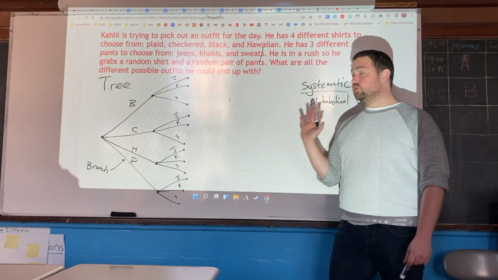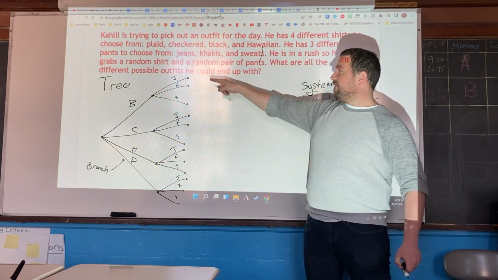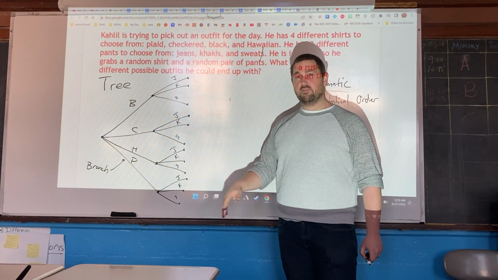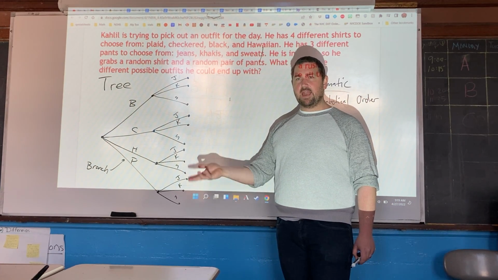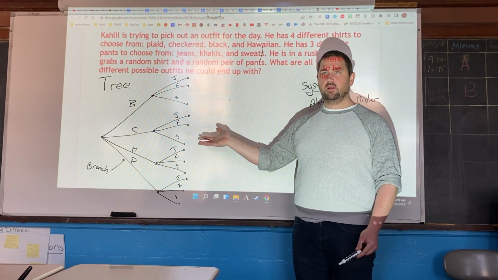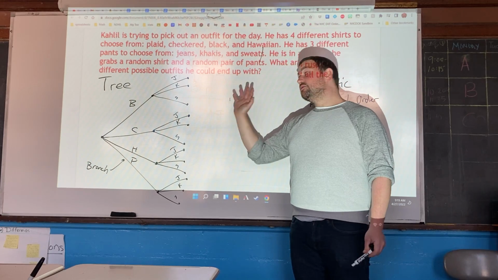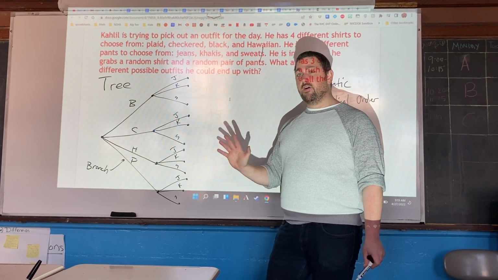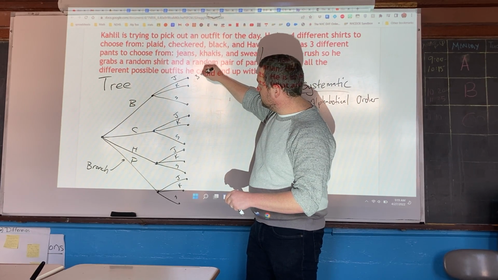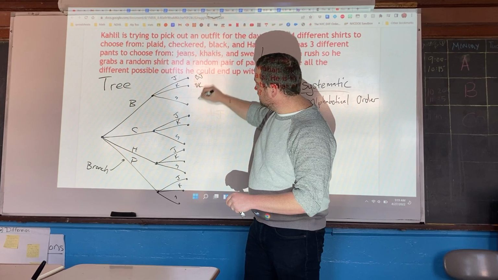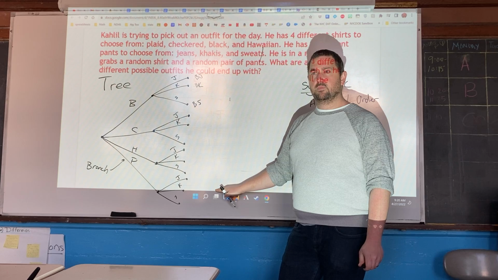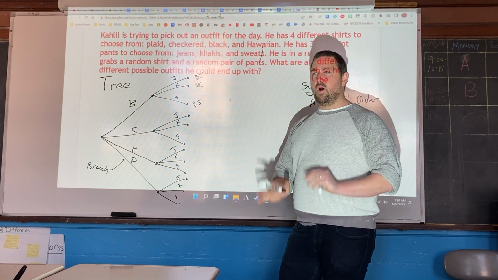And this is called a tree diagram. How many final little endpoints do we have? 12. Which is the exact same number that we had when we made a list, which makes sense. It's a different method for creating the final outcomes. Trees can be cool because you can generate a list from trees very easily. Oh look, black jeans. This is black jeans, and black and khakis, and black and sweats, and here's your exact list generated from the trees. Okay?